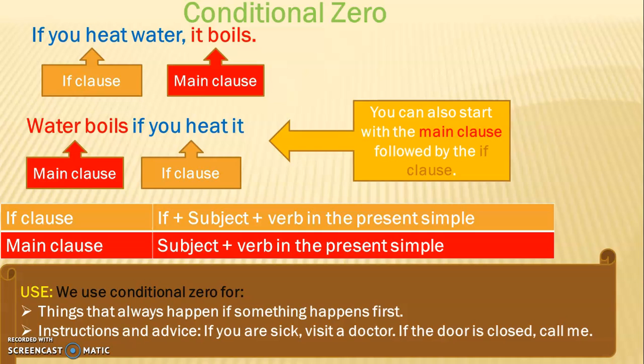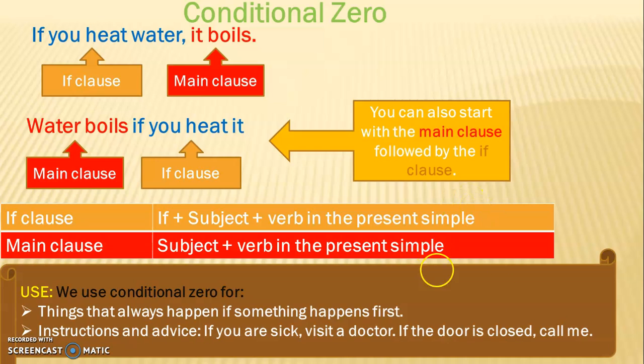The if clause is: if plus subject plus verb in the present simple. In the main clause, you have the subject, you don't have an if, and then you have the verb in the present simple. In the conditional zero, the verb tense you use is only the present simple.